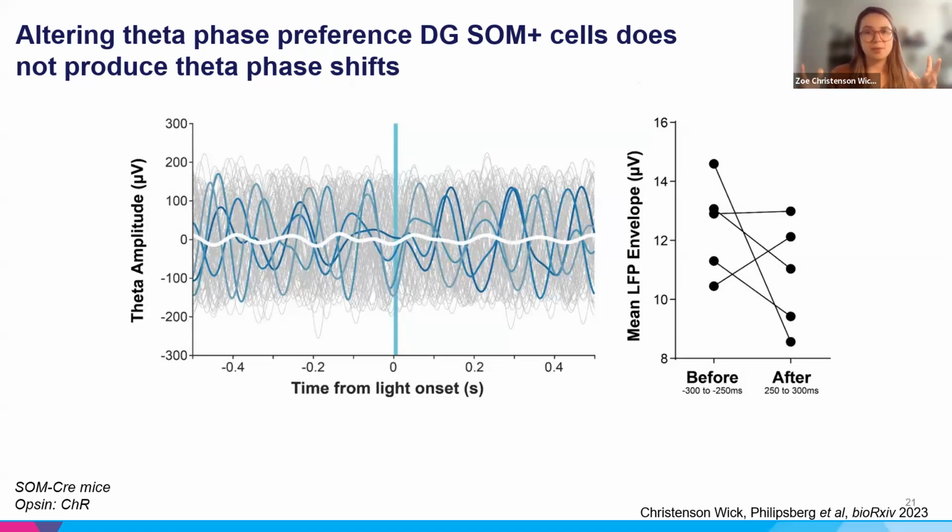This is from an example animal on the left with individual LFP traces in gray, and then I've just highlighted a couple in blue so that they kind of pop out a bit, and then the mean trace in white. And so if the stimulation of these neurons was producing a theta phase reset, you would expect to see this white line start having a strong theta band oscillation to it that emerges after the light onset. And you would expect the mean LFP envelope to increase significantly after light onset compared to before. We don't see either of those things, so this suggests that we're not causing a theta phase reset with our stimulation.